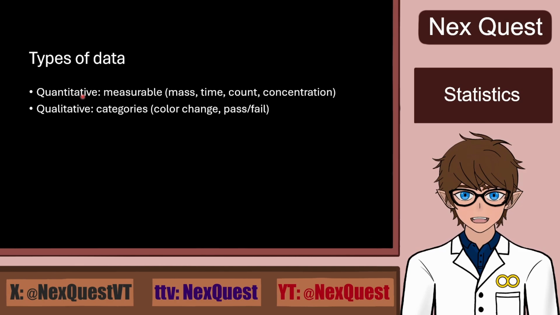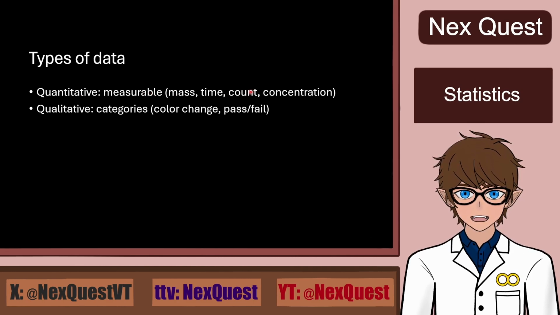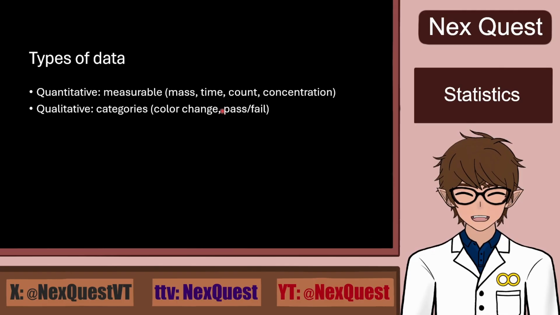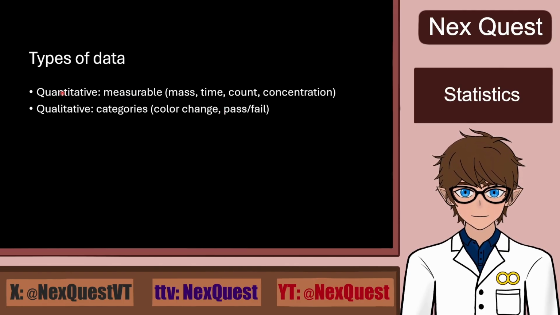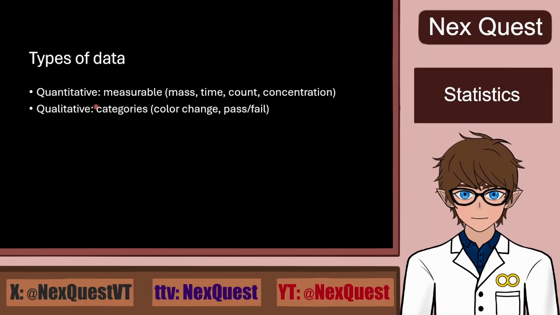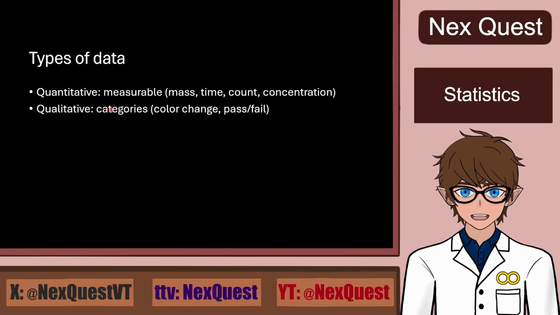First are quantitative, which are measurable values, stuff like mass, time, count, concentration, and qualitative, which are categories like color change or pass or fail results, etc. So quantitative means you get a certain numerical value, and qualitative is an observed change, so color change or true-false switches. In chemistry, we have quantitative and qualitative analysis.